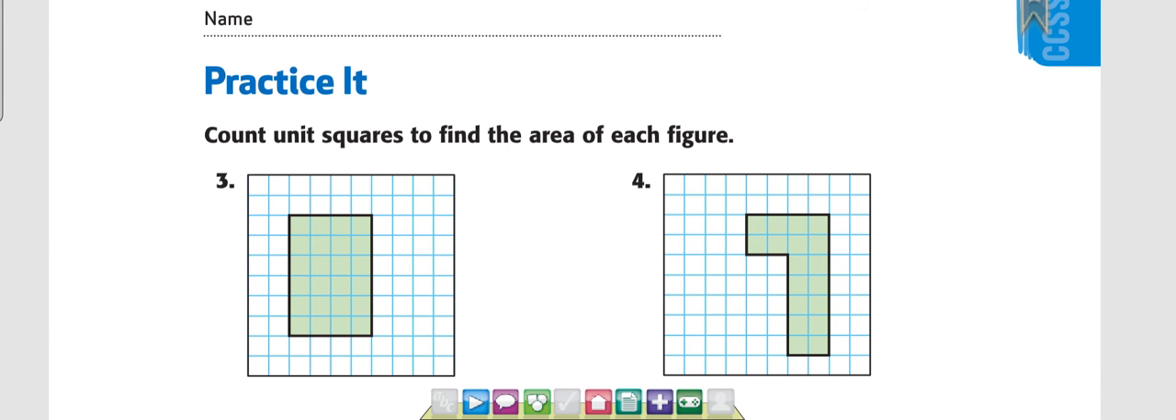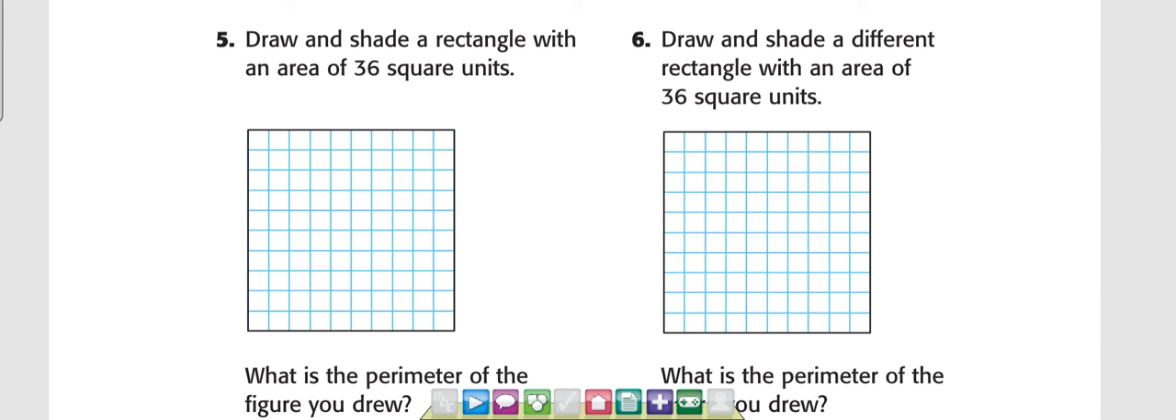So for 3 and 4, it says count unit squares to find the area of each figure. So you just have to count all the little squares inside. You'll learn this later, but to figure out the area of a shape like a rectangle, a square, or a quadrilateral, area is length times width. So it's this side times this side.